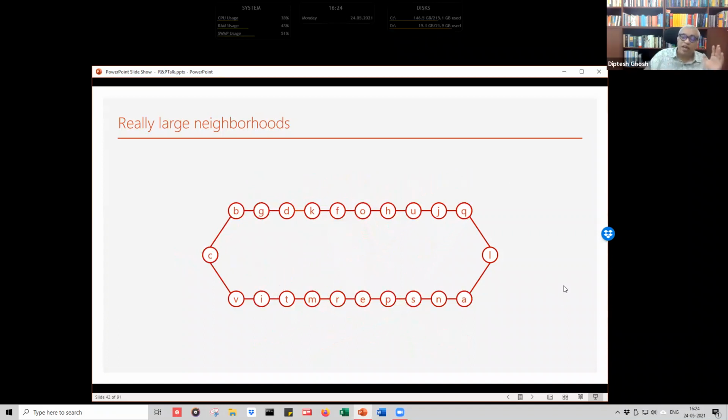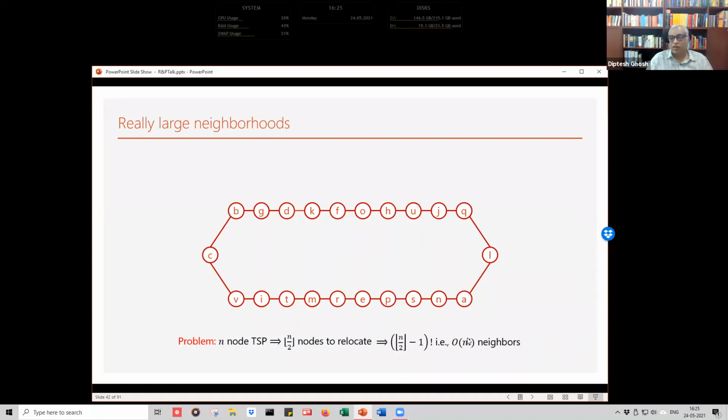Now, if I have n points, then I would have n by 2 nodes to relocate, and each of these can be relocated in a large number of ways. So I would have order n factorial neighbors. Earlier we were talking about order n square neighbors, order n cube neighbors. Now I'm talking about order n factorial neighbors. So this is a really, really large neighborhood. It seems to be a great neighborhood, but it's very, very difficult to search all of these neighbors.